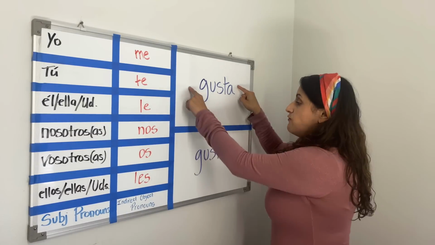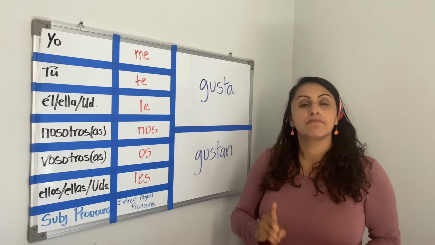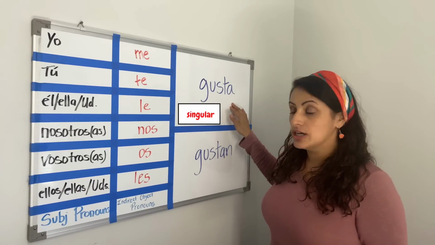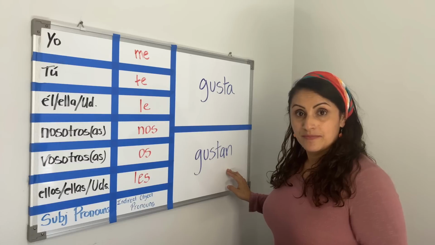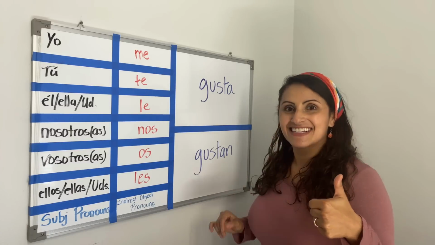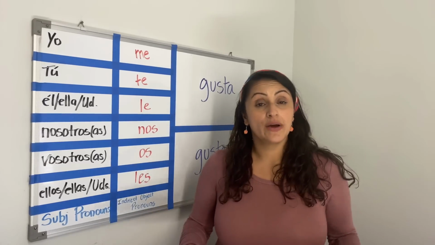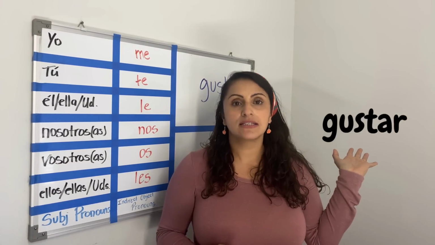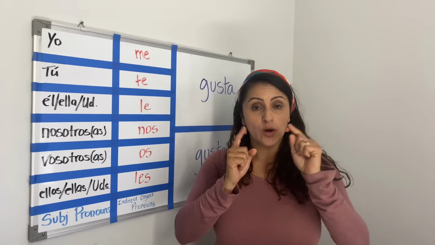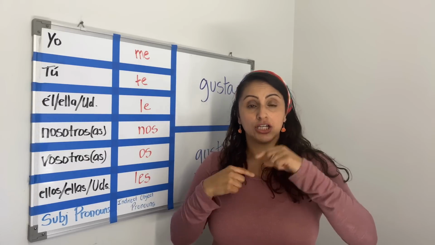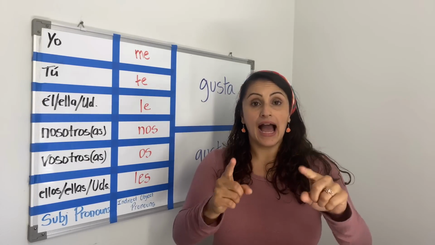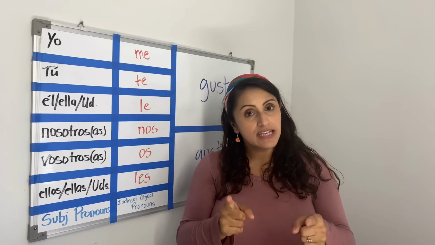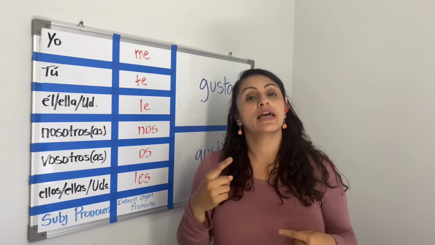But the form of gustar is going to be based on the item that you like. Gusta for singular, gustan for plural. Got it? Excellent. Now, what I've given you is just the simple version of the verb gustar. There's other ways to use it, like for example, when you want to say, I like to ride my bike. I like to read. I like to sleep. And we will definitely get into them, but we will do that later on.